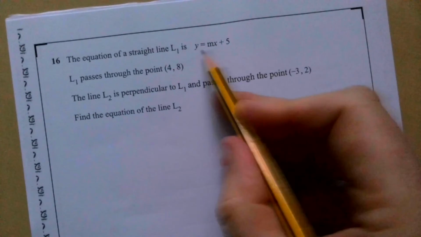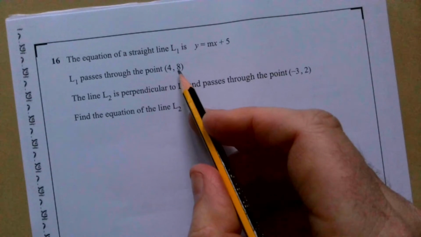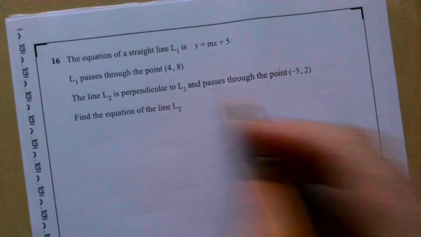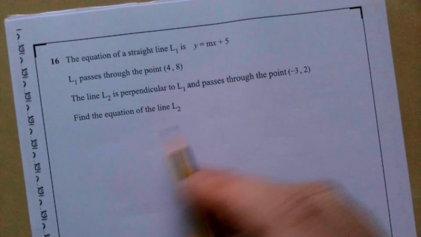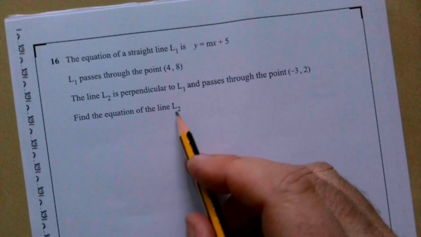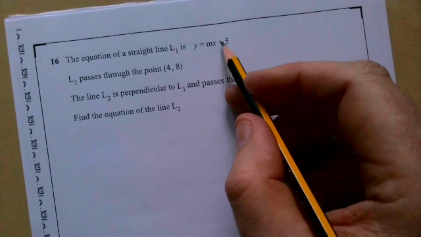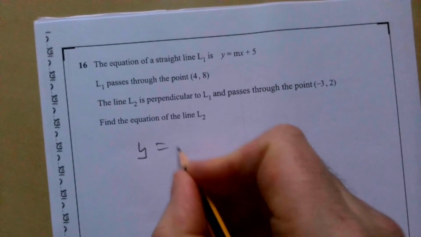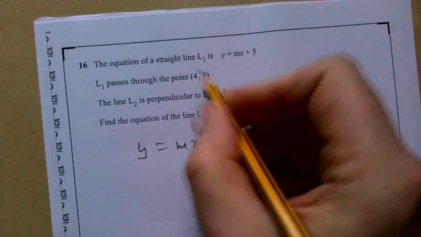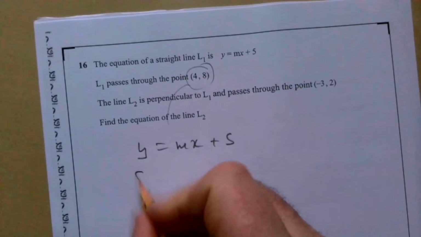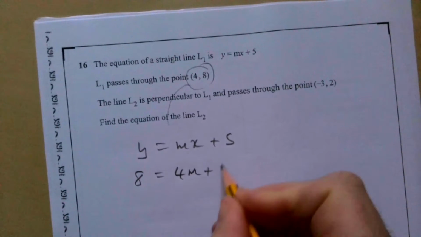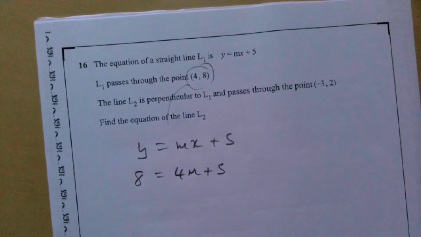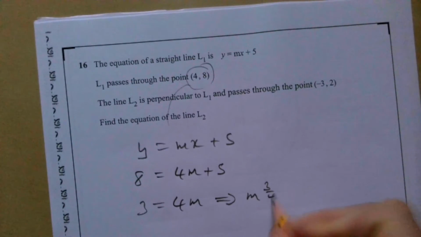The equation of a line L1 is y equals mx plus 5. L1 passes through the point 4, 8. The line L2 is perpendicular to L1 and passes through the point minus 3, 2. Find the equation of the line L2. So it's y equals mx plus 5, and we know that 4, 8 works for it. So we're going to sub in 4 and 8 into this. So that means 8 equals 4m plus 5. We take away 5 from both sides, we get 3 is 4m, and our gradient in this case is going to be 3/4.